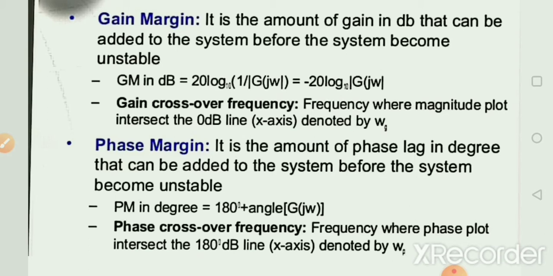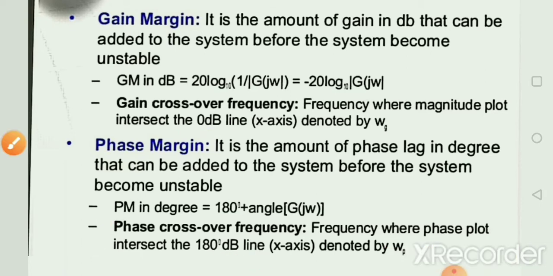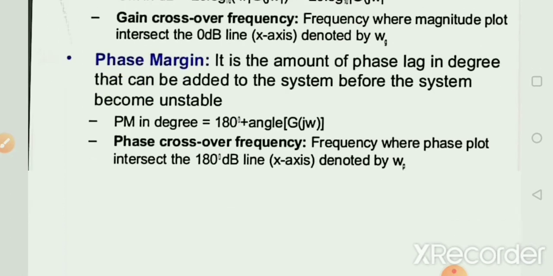Same as the gain cross over frequency, the phase cross over frequency is the frequency where the phase plot intersects the 180 degree line. Here it is 0 dB where the magnitude plot intersects, and here it is 180 degrees where the phase plot intersects the 180 degree line. It is denoted by omega p. When we discuss numericals, you have to be clear on this.